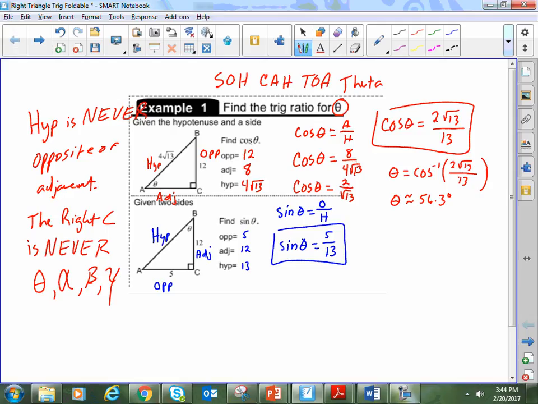Let's look at this one here. So theta in this case, if I wanted to know the measurement of angle B, I would say the angle is equal to the inverse sine of the opposite side over the hypotenuse. And in this case, I would say that the angle is approximately 22.6 degrees. So again, make sure that you keep your calculator in degrees and not radians when you're doing these things. Otherwise, you'll get kind of weird answers.